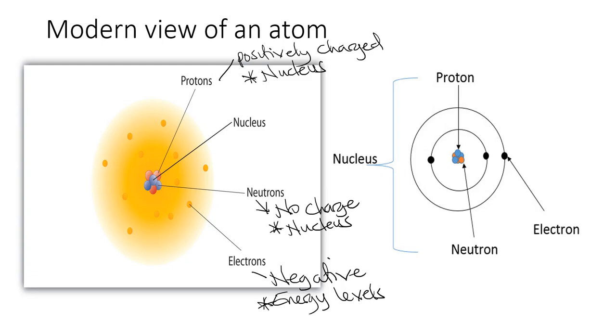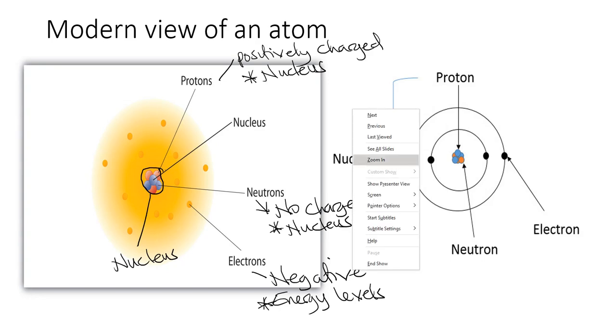So the modern view of an atom is that an atom has two parts. The inner core of an atom is the nucleus, and then the nucleus is surrounded by energy levels or what we call electron shells.